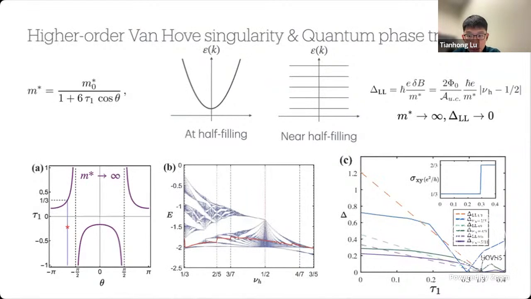In the inset, I'm showing the Hall conductance at 1/3 filling fraction. You see that when the gap closes and reopens, the conductance jumps from 1/3 to 2/3 as a quantum phase transition. So the proximity to a higher order Van Hove singularity provides a scenario to explore quantum phase transitions for a group of composite fermion bands, induced by closing their topological gaps due to lattice effects, because the effective mass is controlled by the lattice effects.